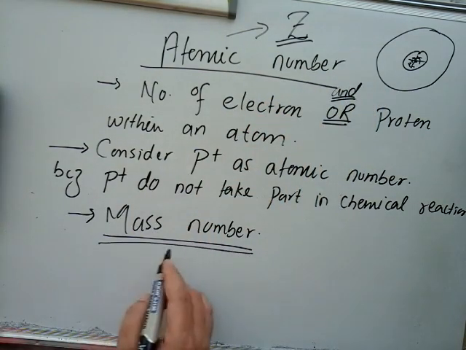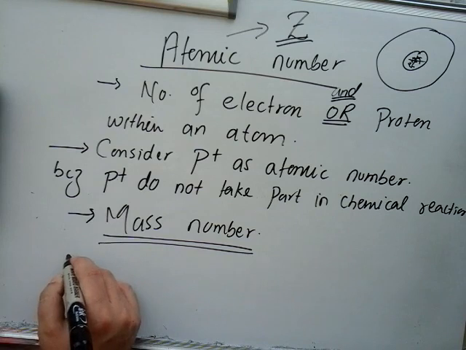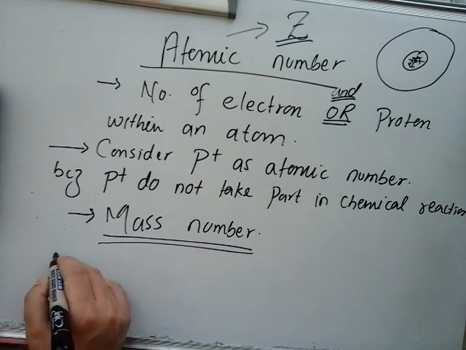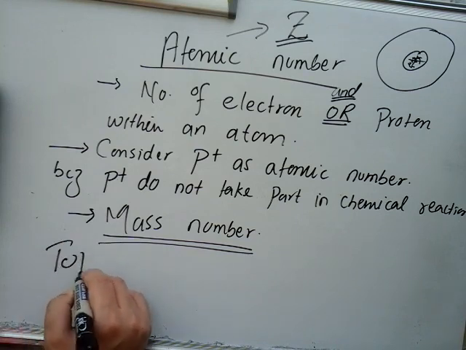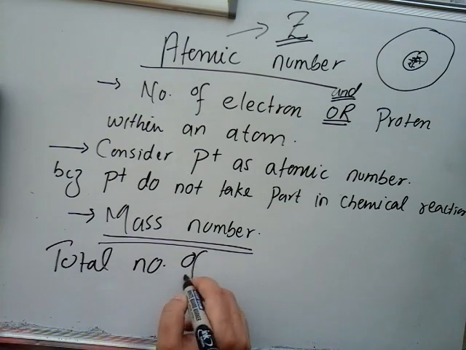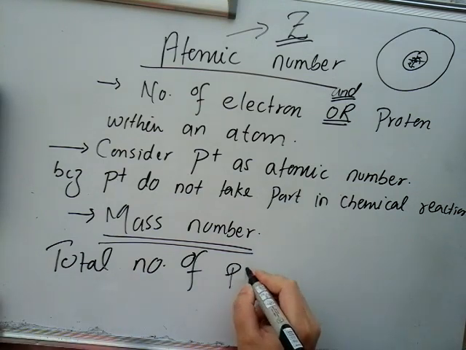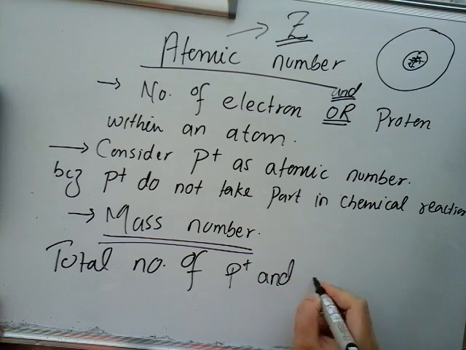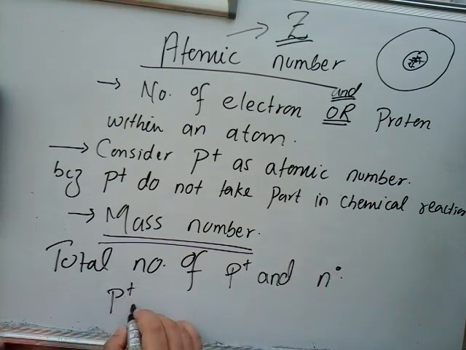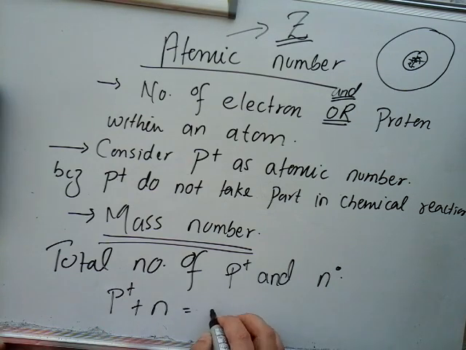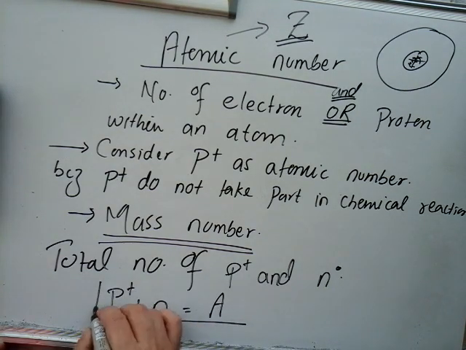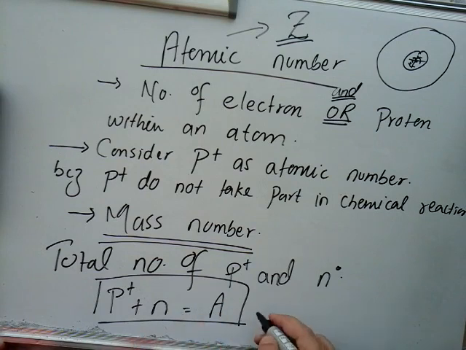Okay, next important topic is about mass number. Mass number, it can be defined as total number of proton and neutron. Okay, so if we add number of proton and neutron, it is equal to mass number. It is denoted by A. Is that clear? So this is the important thing that you need to keep in mind.